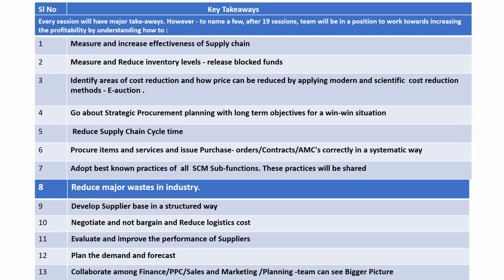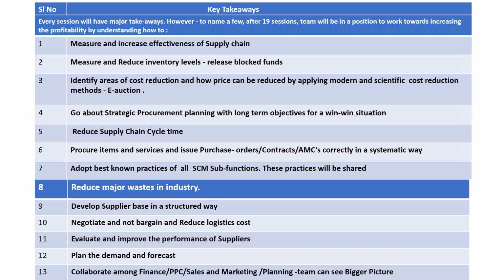identify the areas of cost reduction and how price can be reduced by applying modern and scientific methods. E-auction. See, e-auction is not exactly a new thing, but it is a most used thing nowadays, but it's not being used correctly.